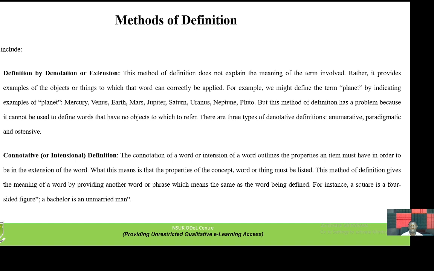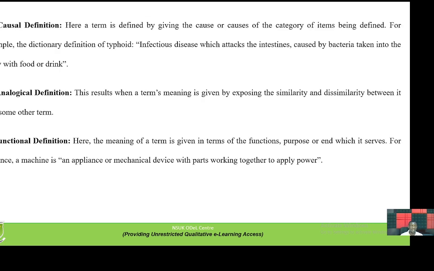What this means is that the properties of the concept, word, or thing must be listed. This method of definition gives the meaning of a word by providing another word or phrase which means the same as the word being defined. For instance, a square is a four-sided figure. A bachelor is an unmarried man. Those are examples of connotative definition, because in the definition we see the features that the particular item must possess in order to be counted as being an extension of that particular word being defined.